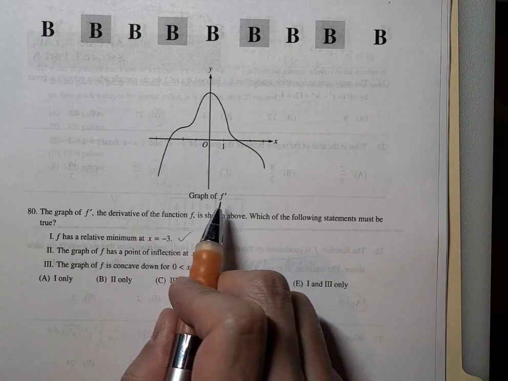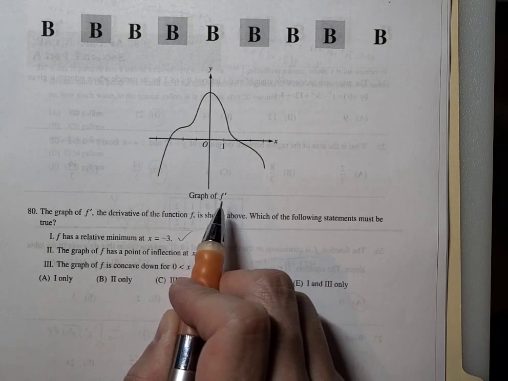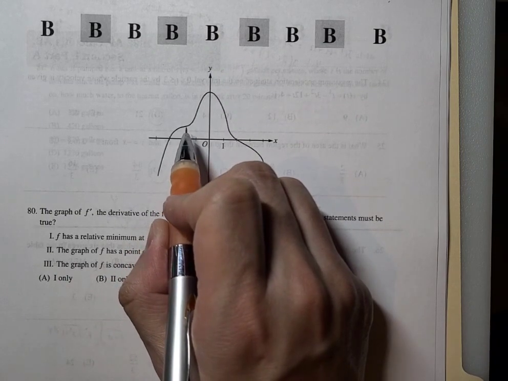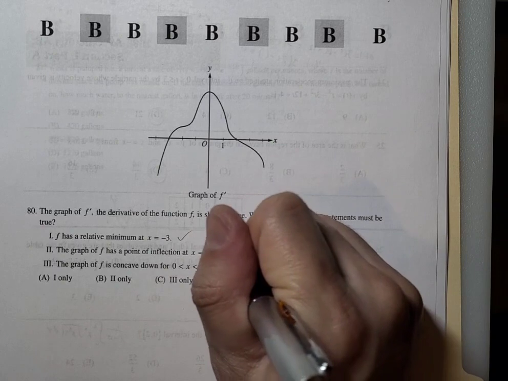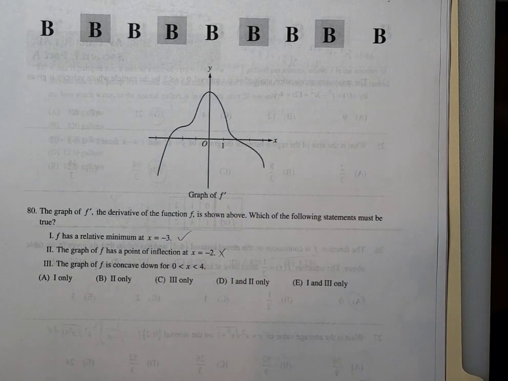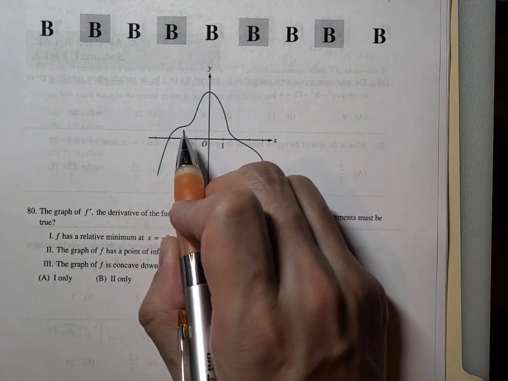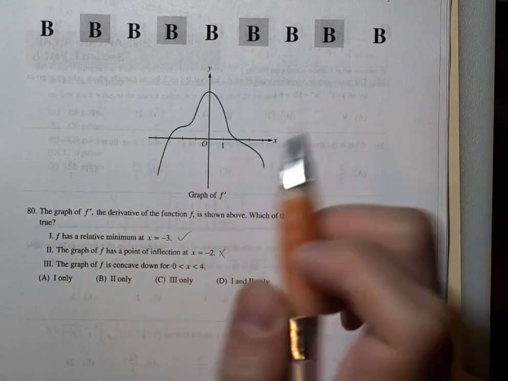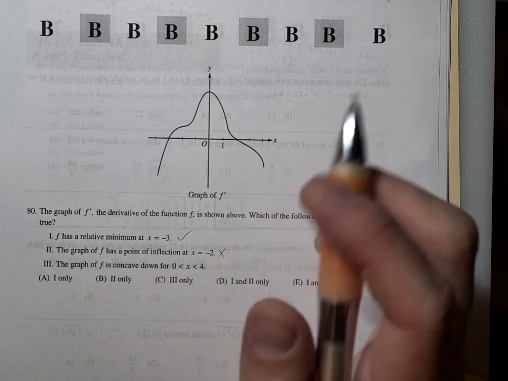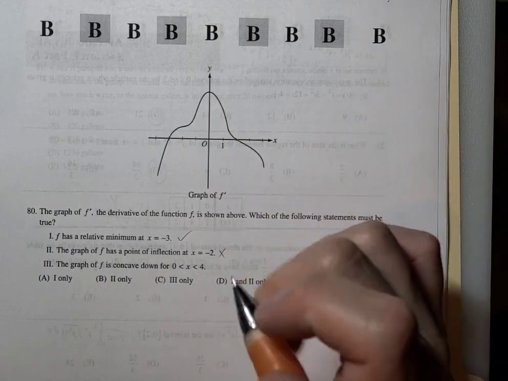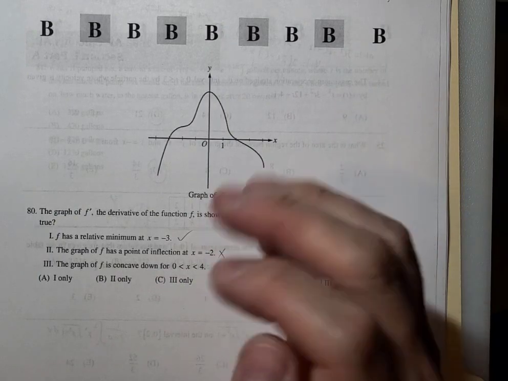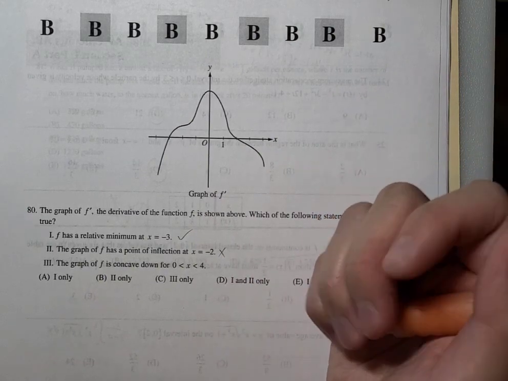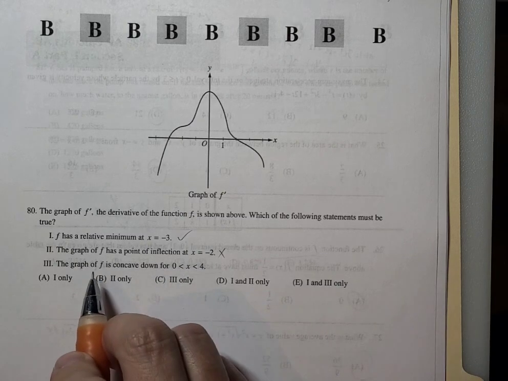So since this is f prime, there should be a relative max or min at x is negative 2. Is that the case here? It's not. So we cross that out. By the way, why did I look for a max or min here? Well, when there's a max or min, that means the derivative of this guy, which is f double prime, changes sign from positive to negative or negative to positive. And when the second derivative changes sign, that's when f has a point of inflection. All right, so that's why I was looking for that.